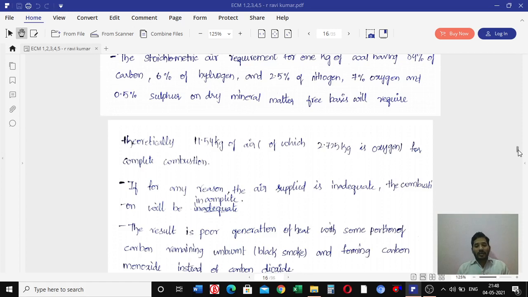The result is poor generation of heat because some portion of carbon remains unburned. So some amount of carbon is not burned properly, and it causes the formation of carbon monoxide instead of carbon dioxide. If you burn completely, then coal will produce carbon dioxide. If the coal is not burned properly, then it will produce carbon monoxide. Carbon monoxide is harmful to human beings. Okay, dear?